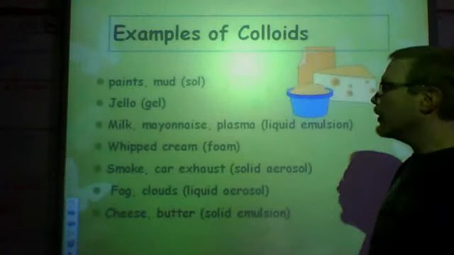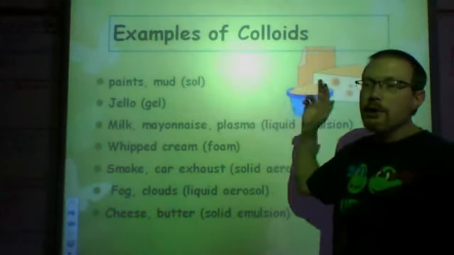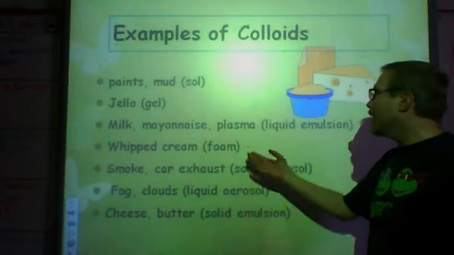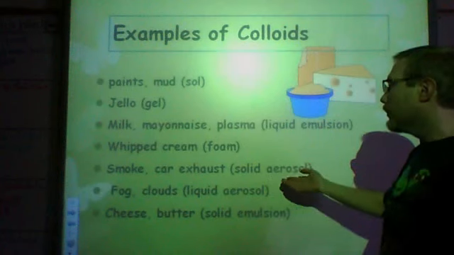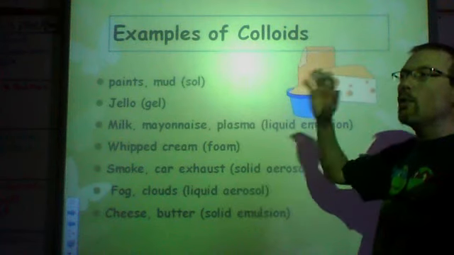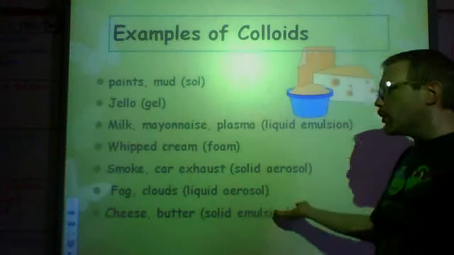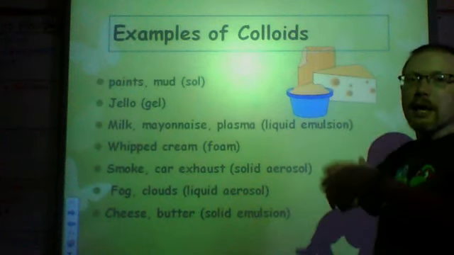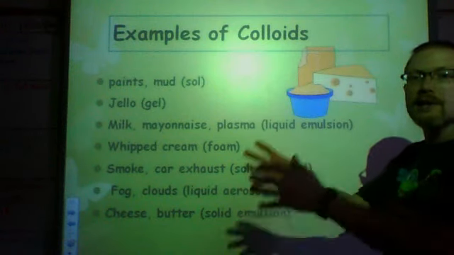Some examples of colloids: paints, Jello, for instance. If you take Jello and you shine a very strong light through it, you can see the path of that light beam. Milk, mayonnaise, whipped cream, shaving cream also, fog. If you have fog, you've got water particles which will stay dissolved in the air. Clouds, butter, and cheese are also colloids. If you have a piece of cheese, it's not going to settle out like whole milk would settle out. Those particles are small enough to stay suspended, but they are still in distinct different phases.